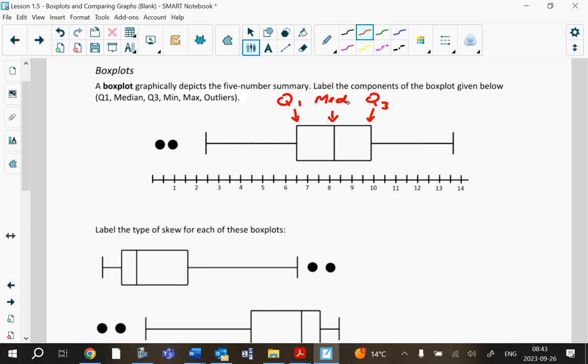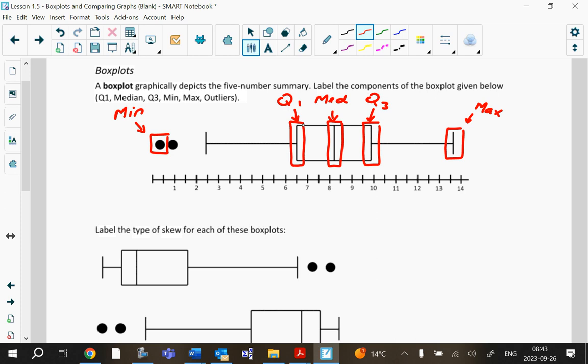The lowest value you see will be the minimum. So this is actually the minimum. The highest value you see will be the maximum. So this is the maximum. I'll just do this too. So that's how you would identify the 5 numbers.